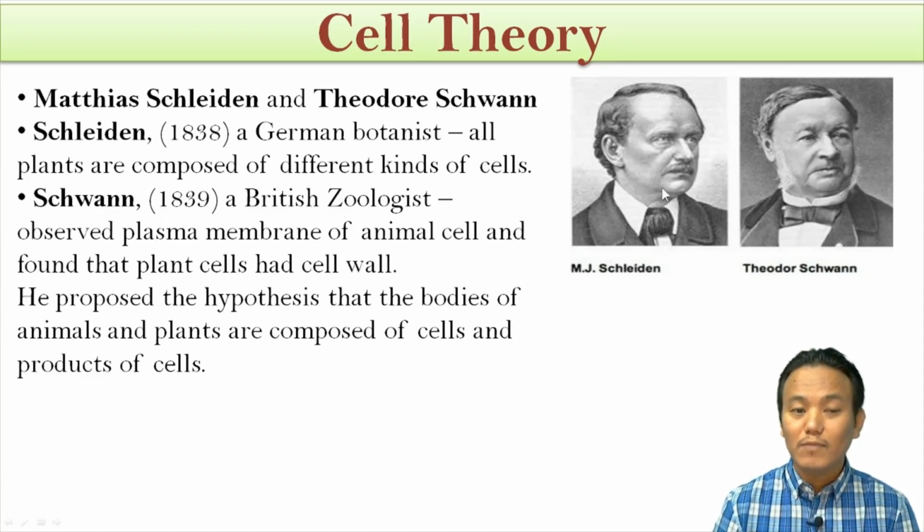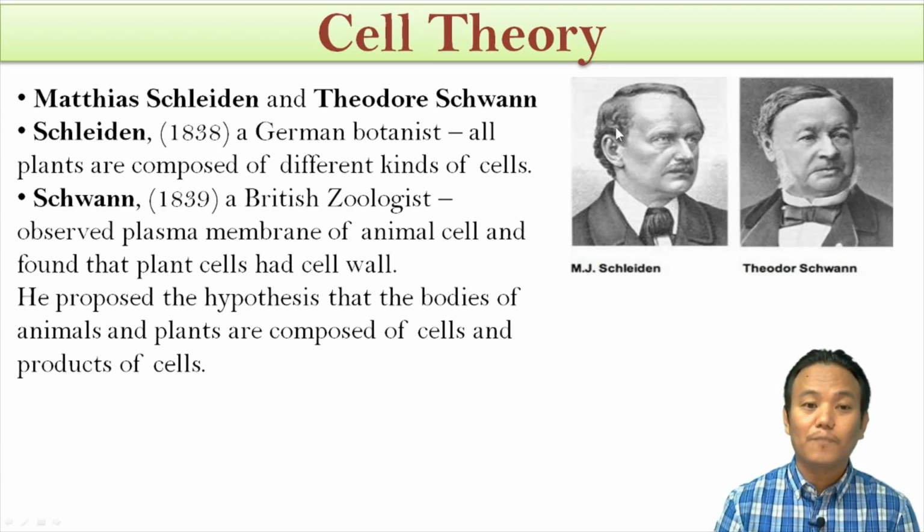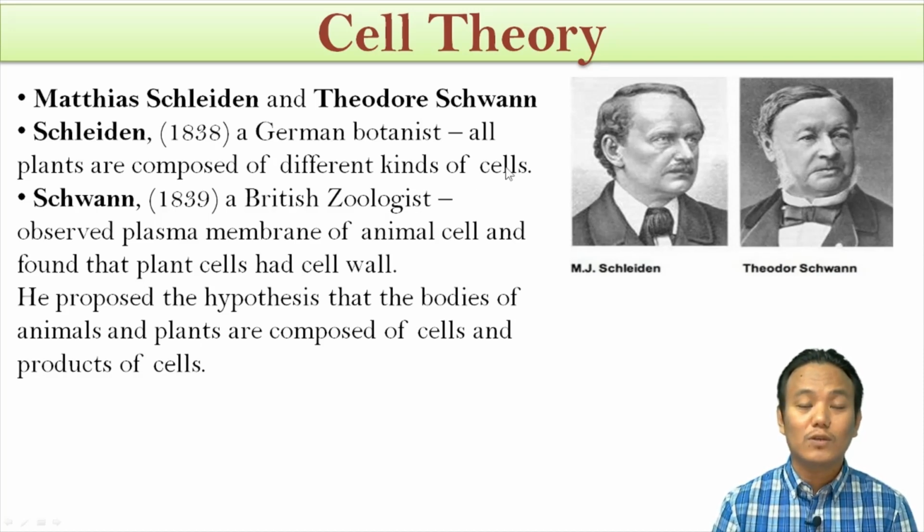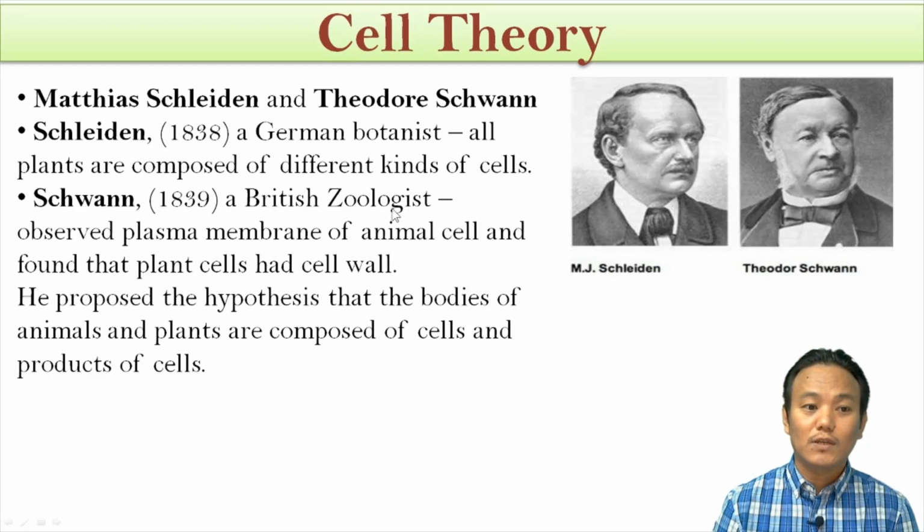Schleiden was a German plant scientist, a botanist, and he said that plants are made up of different kinds of cells. And just a year later, in 1839, Theodor Schwann, a British zoologist, said that all animals are made up of cells and the cell products.